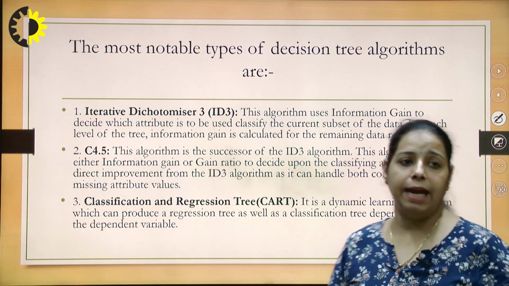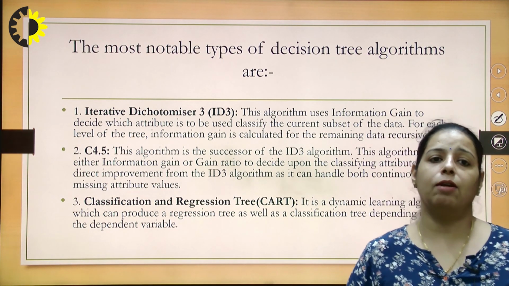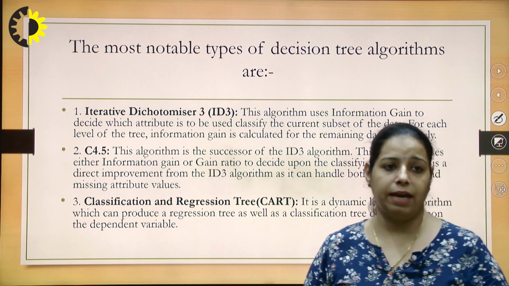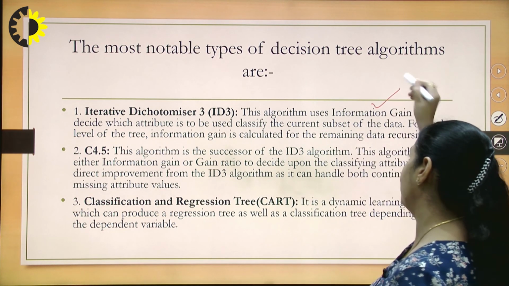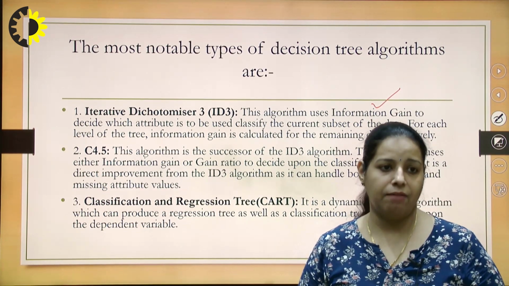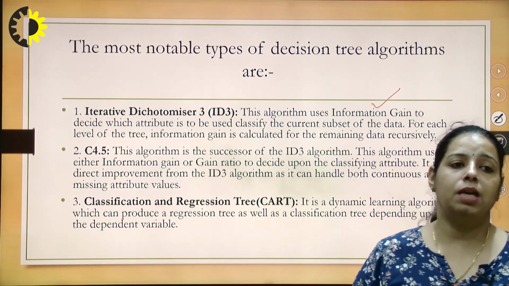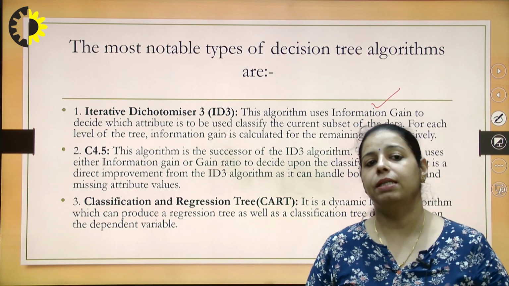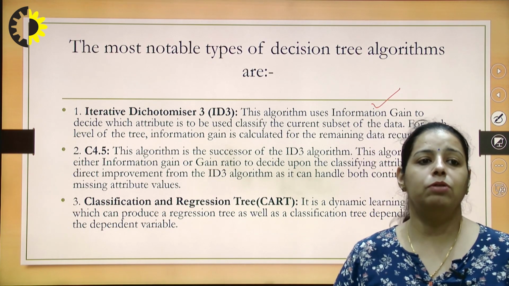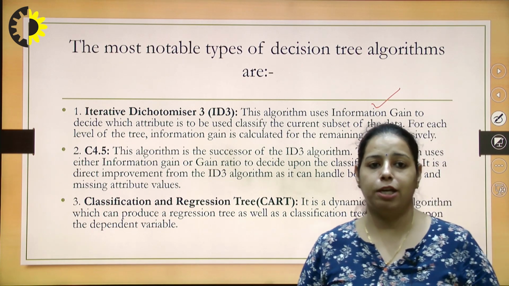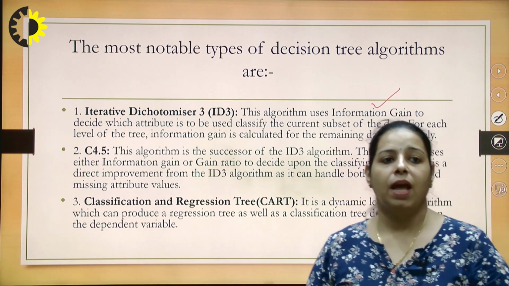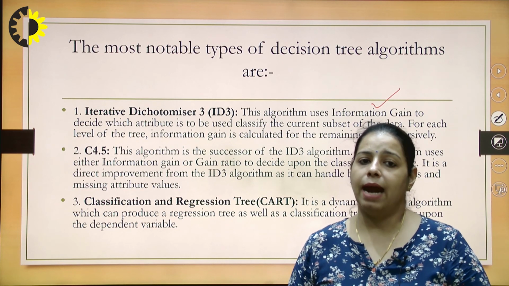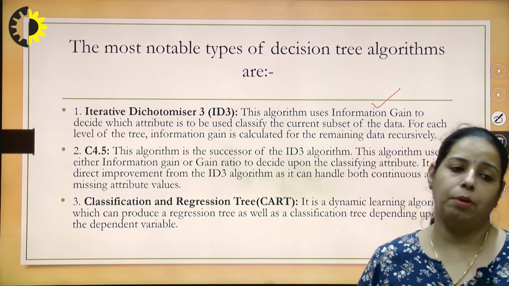If you look at the iterative dichotomizer tree, this algorithm uses information gain to decide which attribute is to be used. So basically in ID3, we make use of the concept of information gain, which we have already seen. C4.5 is the successor of ID3 and it uses either information gain or gain ratio to decide upon the classifying attribute. And it can handle both continuous and missing attribute values.